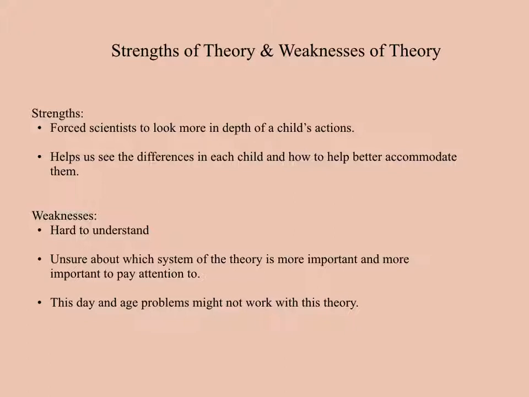And then the last one is that in this day and age, problems might not work with this theory. There are new and different factors that would contribute to a child's outcome that weren't really a problem in the past, when this theory was developed. Things like the growth of social media, for example. That's a really complex problem that seems to always come up.